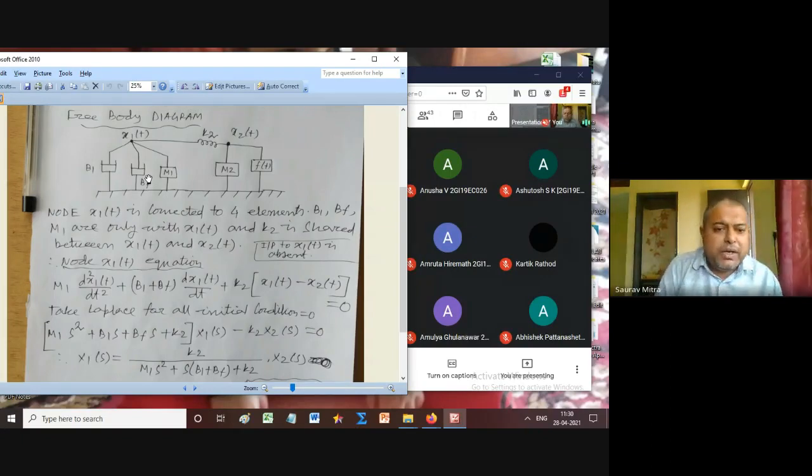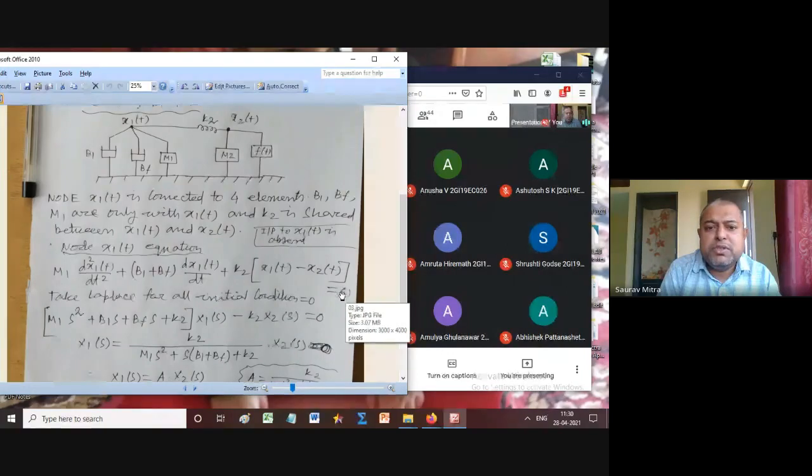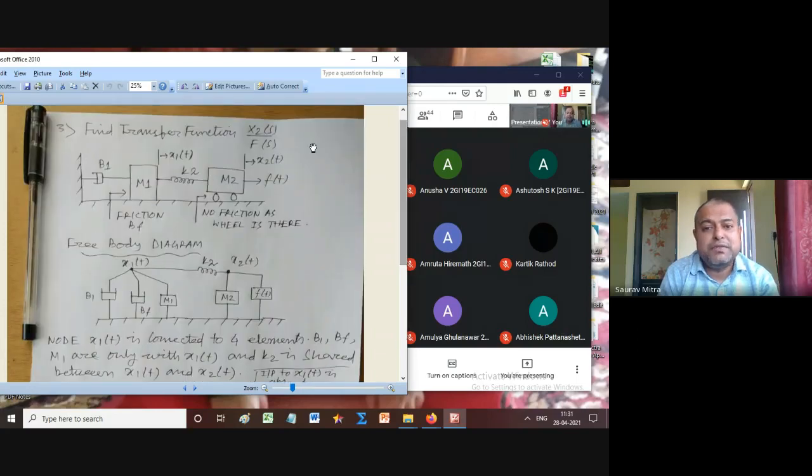Now what we are finding is the equation we have to write. There is no input given to it, so that's why it is 0. The input is not there, that's why it is 0. So I am writing the equation for x1. First you have to draw the circuit or system, then you have to draw the free body diagram. The free body diagram is this. Correctness of the free body diagram will decide the correctness of your overall equations and system. What is the main agenda? The main agenda is to find the transfer function.